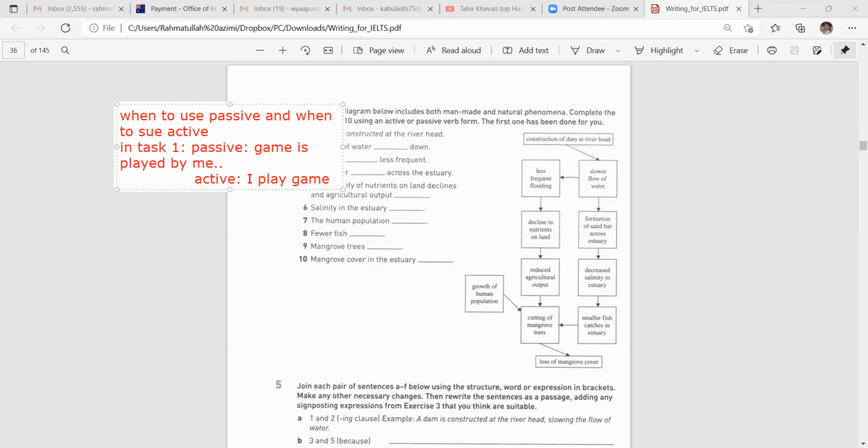Passive, dear students, the object becomes the doer of the action. Object instead of subject. For example, gaming, what's this? Now this is the subject, this is the verb, and this is the object. If you want to change it to passive, the object takes the place of the subject and the subject takes the place of the object. I play game, game is played by me.